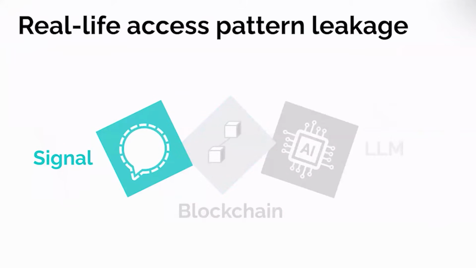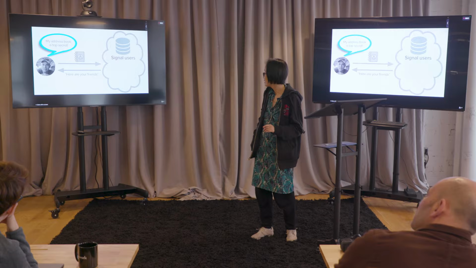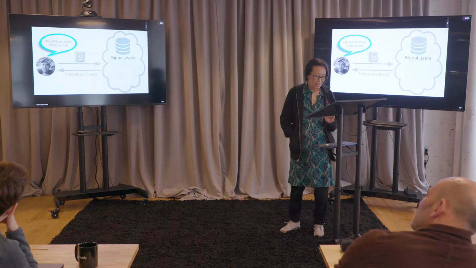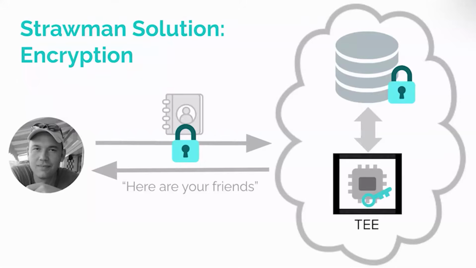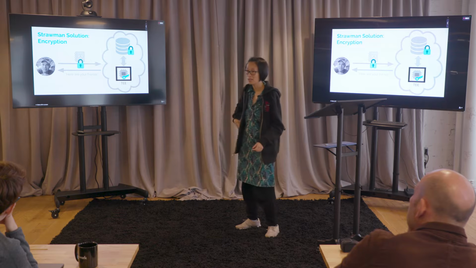I'll start with the Signal example and say why access pattern leakage is an important problem, and then I'll quickly go over the other applications. So with Signal, obviously, Tim thinks his address book is top secret, so he doesn't want to disclose it. And one solution to this problem is we can use trusted hardware, also called TEE. Essentially, you can imagine there's some hardware sandbox. Everything's encrypted, either in storage or in transit. And data can only be decrypted inside this sandbox where the computation takes place.